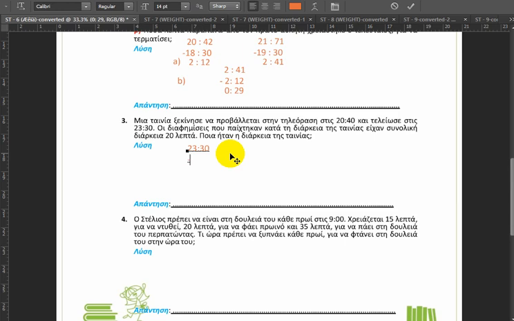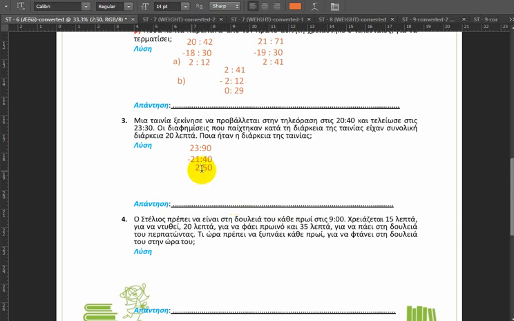So first I need to find the difference between finishing time and starting time. So I need to do 23:30 minus 20:40. I can't do 30 take away 40, so I'm going to borrow an extra hour, give it here, and turn this into 90. Then I'm going to subtract 1 extra hour, so it's going to be like this. And then I'm going to say, well, 90 take away 40 would give me 50, and 23 take away 21 would give me 2. So my answer should be, well, not my answer, not yet.